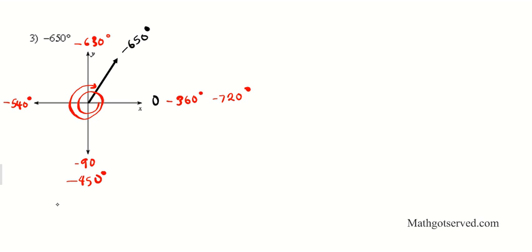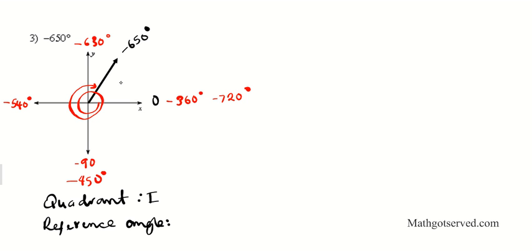Okay, so what's the quadrant that this terminal side lies in? It lies in the first quadrant, quadrant 1. Alright, so what is the reference angle? The reference angle is the angular measure from the terminal side to the closest x-axis. So the closest x-axis is this positive x-axis right here. What is this angular measure from here to here? That's your reference angle, okay?